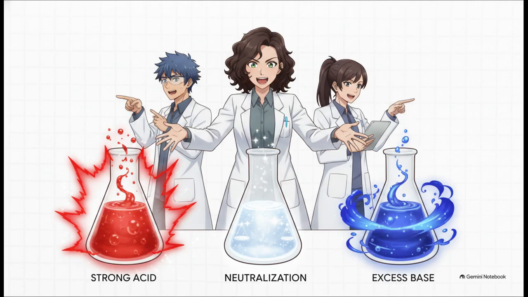Because they completely annihilate each other right at the exact equivalence point, the battle completely neutralizes to a perfect pH of exactly 7. And if you keep adding base beyond that point, you simply calculate the excess hydroxide moles, divide by the new total volume, and find your elevated pH.